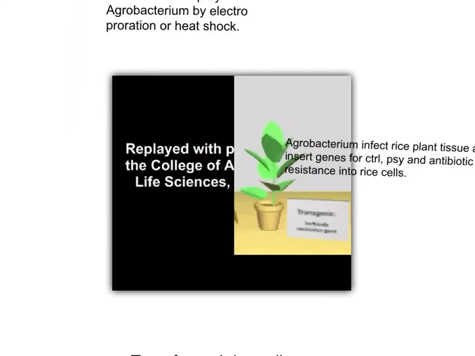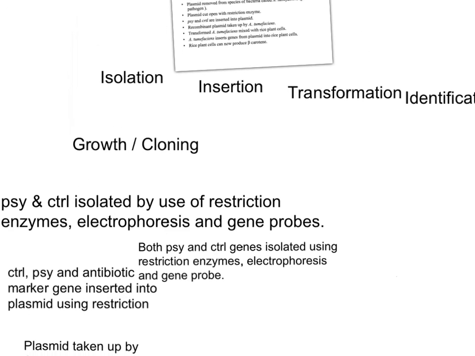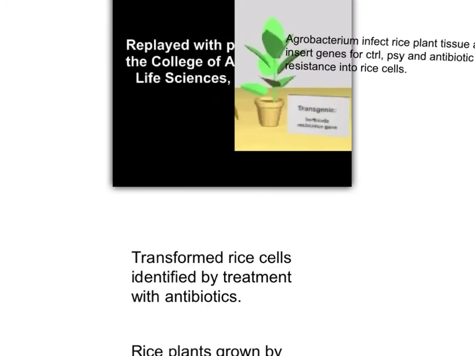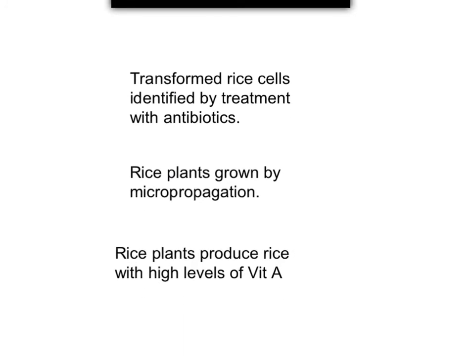What we then have to do is, going back to here, the next process is the growth or cloning. Okay, and in this particular case what would happen is that we would, sorry, I've missed out a section. Going back to that, the first thing we would work out is which cells were transformed, which we could do by treatment with antibiotics. So we kill all the cells which hadn't been transformed with antibiotics, so we were left with only transformed cells.